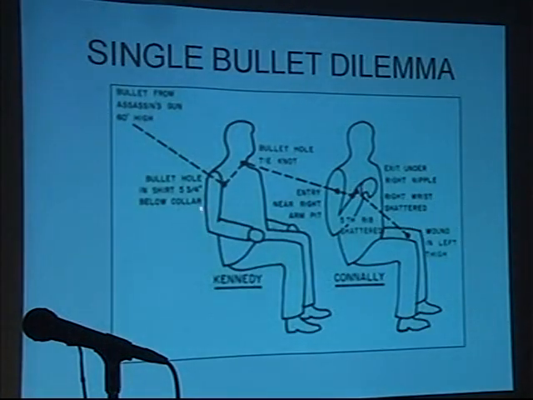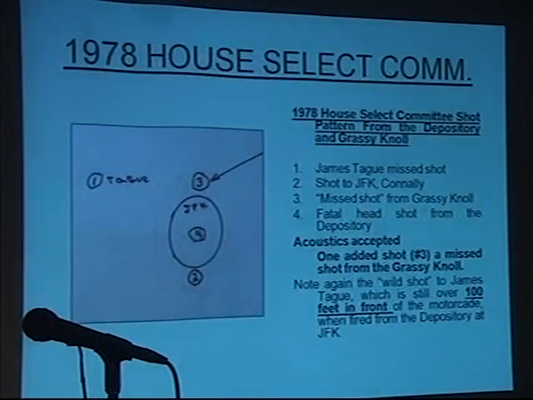The single bullet dilemma. You have one bullet that is supposed to go through Kennedy from the back, go slightly upward on his neck, then downward to Connolly's axilla or armpit, out his nipple, and then go through the back of his wrist and then the front. So that's not the position that he's holding his Stetson hat. He's holding his hat so that the inside of the wrist would be hit first. So that's another problem with this single bullet. Next slide. We'll go over that again too.